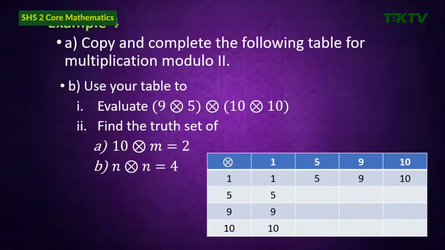Okay. BII. Question A there. You have to find the truth set once again. 10 times a certain number, that is m, equals 2. So let's finish with that one.